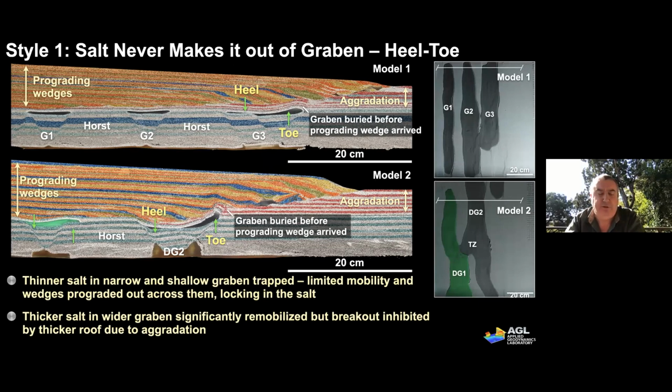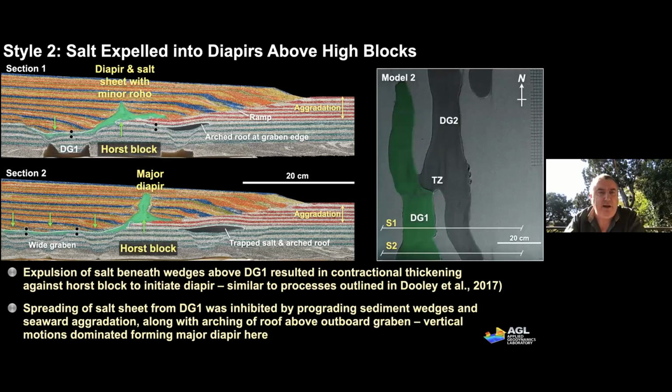And even where it was able to significantly inflate seaward, you were also adding on extra sediments out here, which helped to prevent it from ending up outboard. Then salt expelled into diapirs above these intermediate high blocks here. So what happens is that you expel the salt seaward, it interacts with the horse block, it contractionally thickens here, and it ends up going upwards because it can't spread out very far, because you've got inflated areas out here that prevent the spreading, so you get major diapirs in these areas.